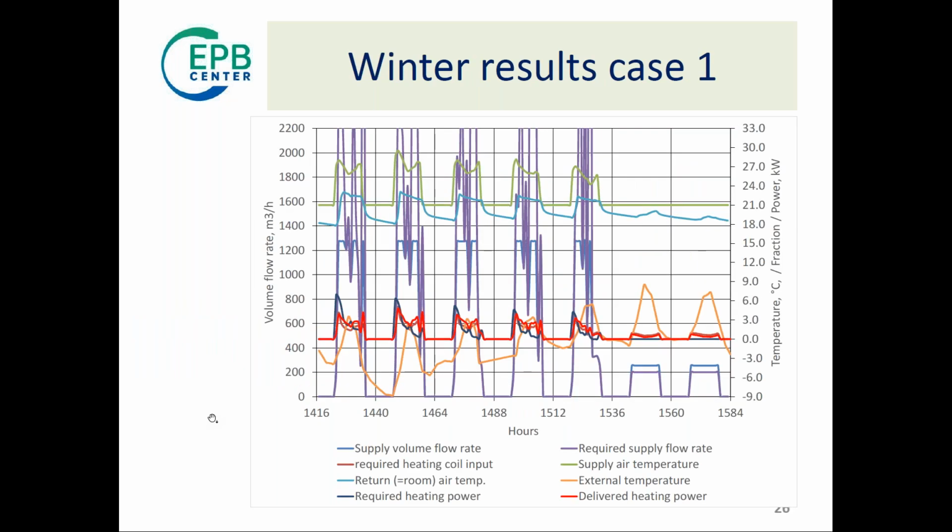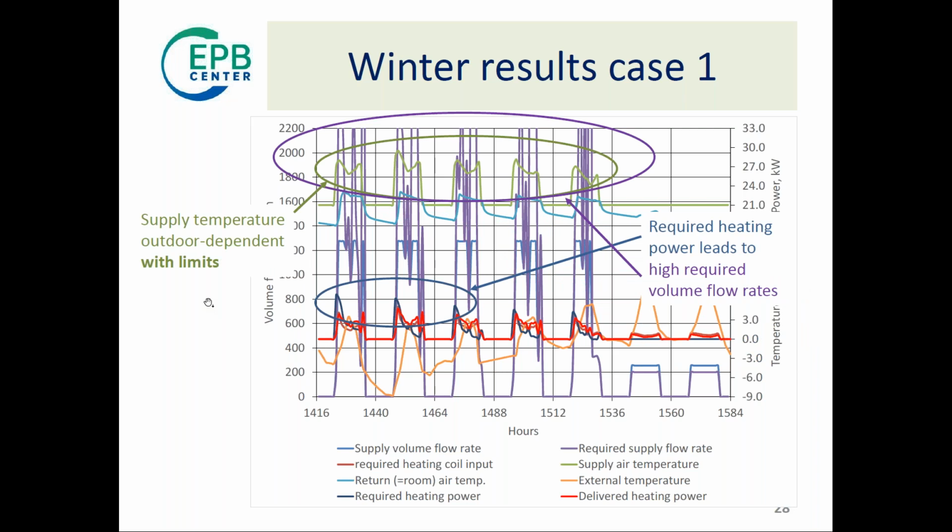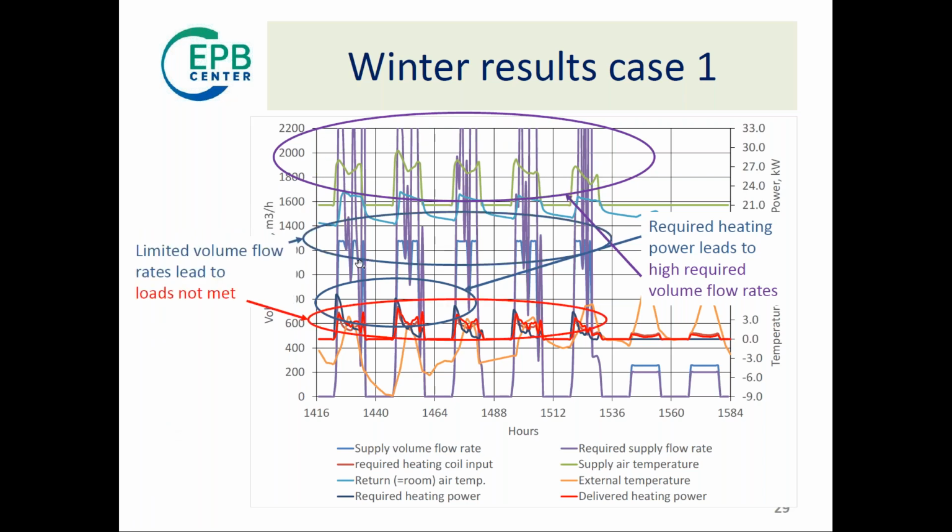Looking at the winter case, it looks pretty similar. We now have the room air temperatures above the set point because we want to put in heat with the air. We have some required heating power, which leads to very high required flow rates. The supply temperature again is limited, following some outdoor temperature dependent curve. Then we have limited flow rates again, which again leads to some loads that are not met. Especially on Monday morning there's quite a high peak which is required, which is not covered. That leads to a few hours on Monday morning where the set point in the room cannot be met.